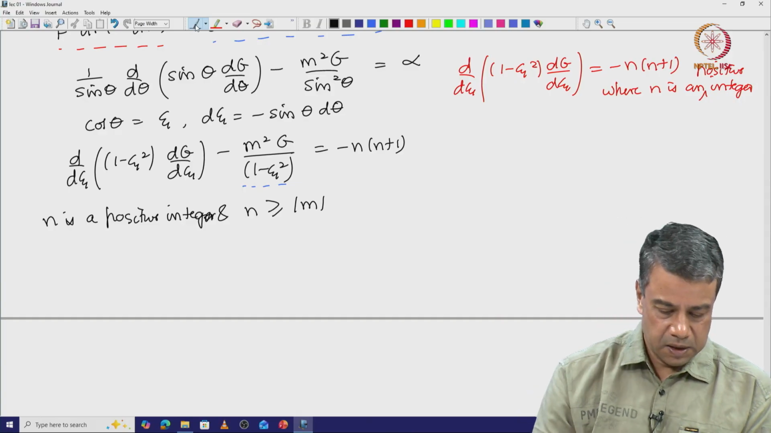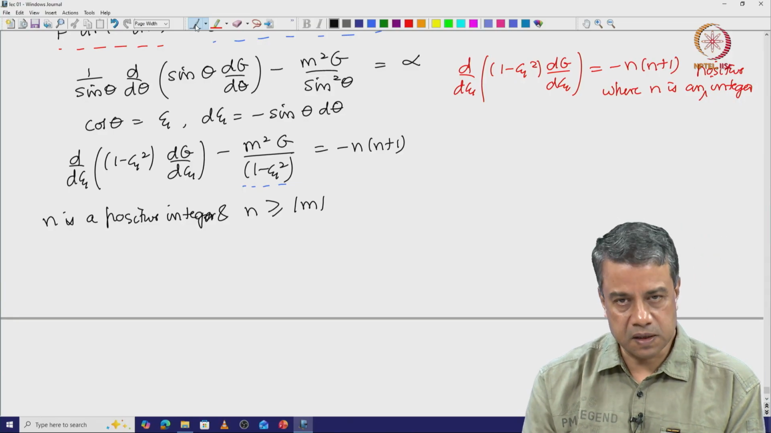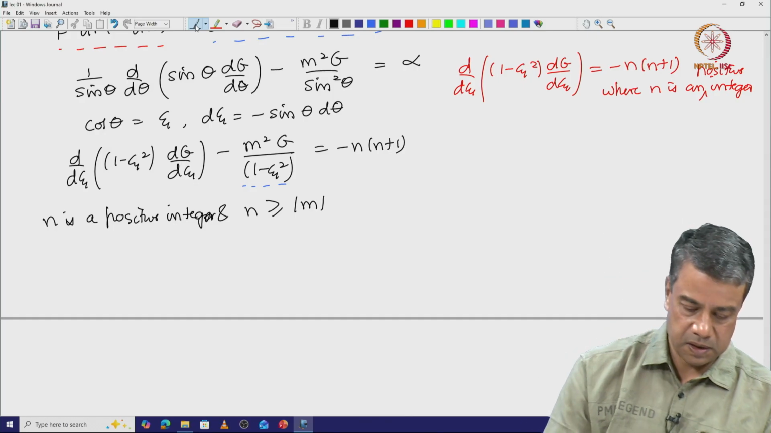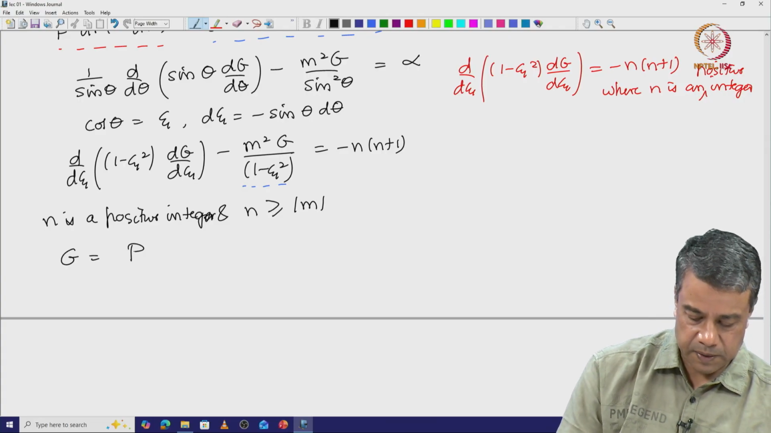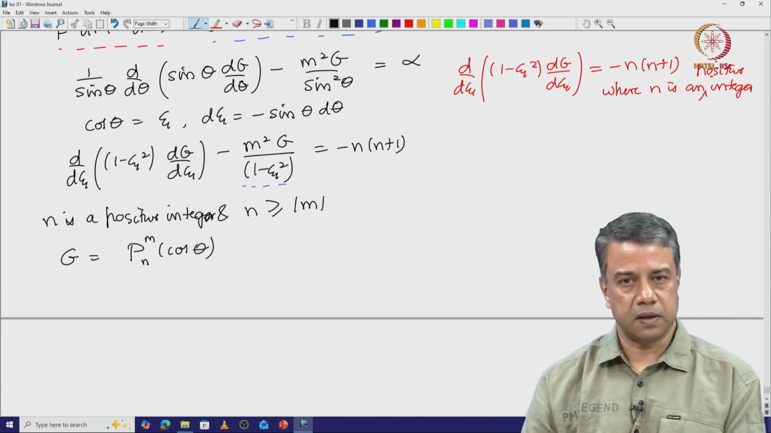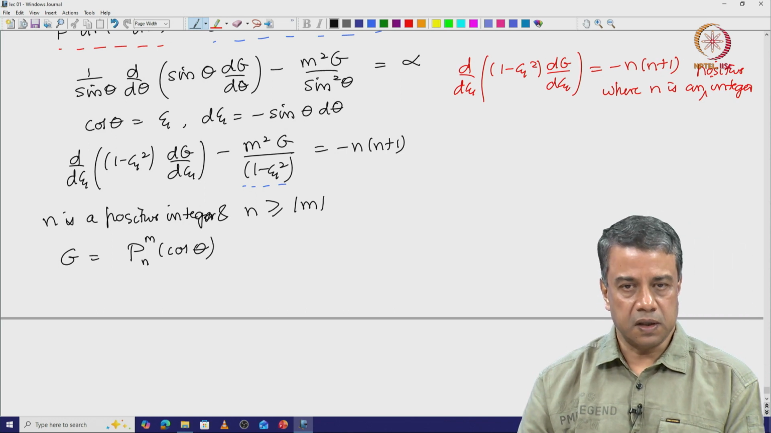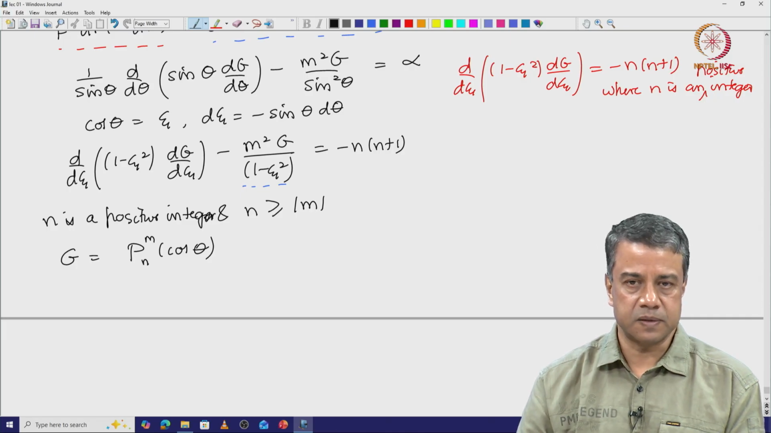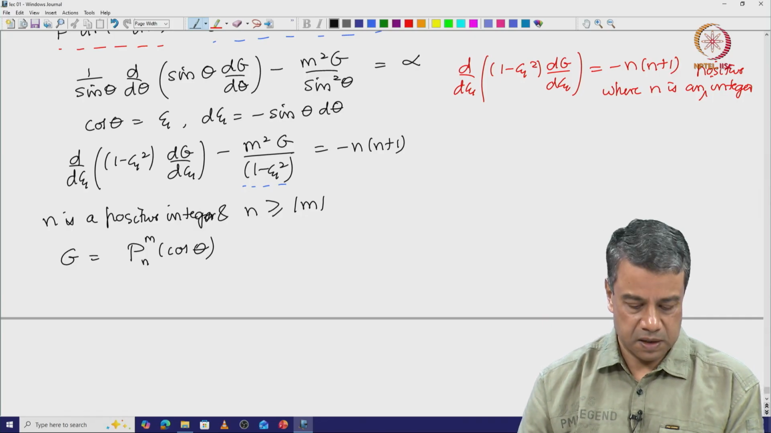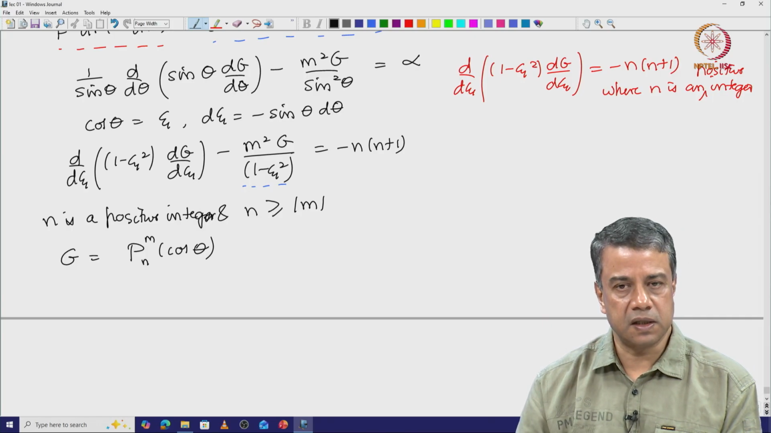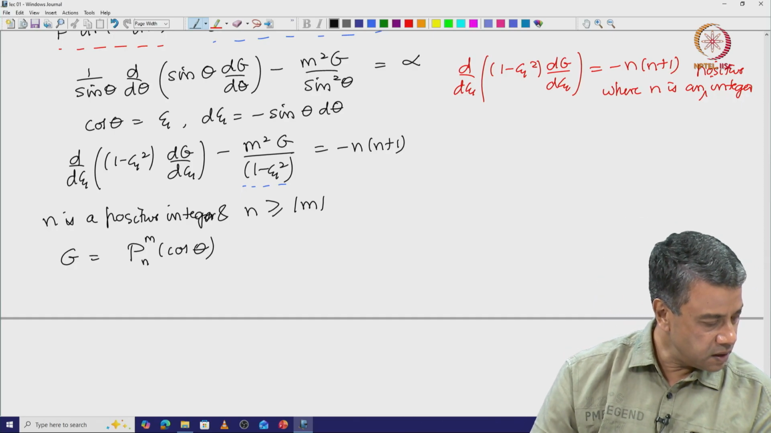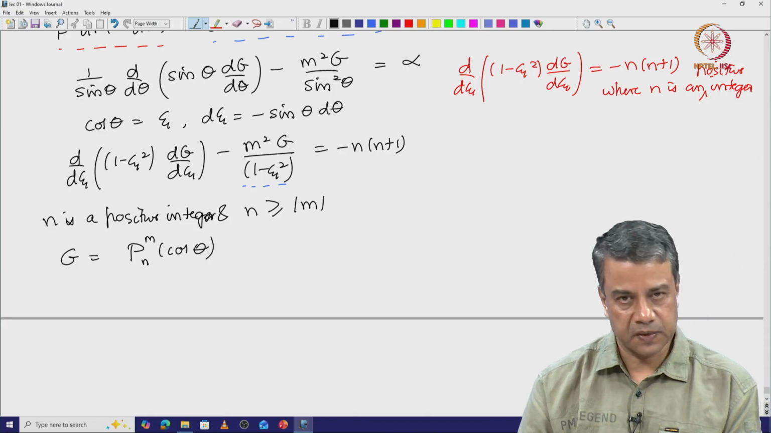And the solutions for this are once again Legendre polynomials. G is equal to P_n^m of cos theta. What we had got earlier was for m is equal to 0. So, P1 was basically P1^0, P2 was P2^0 and so on. So, in that case n was an integer and m was equal to 0. This is the more general case where you have P_n^m of cos theta.